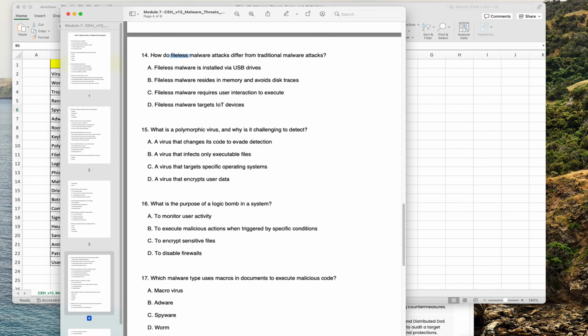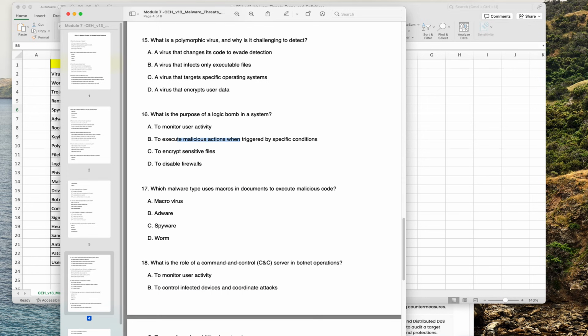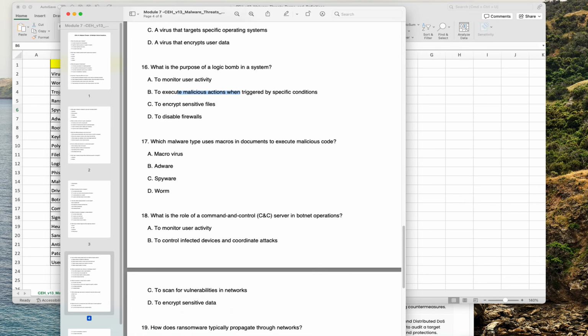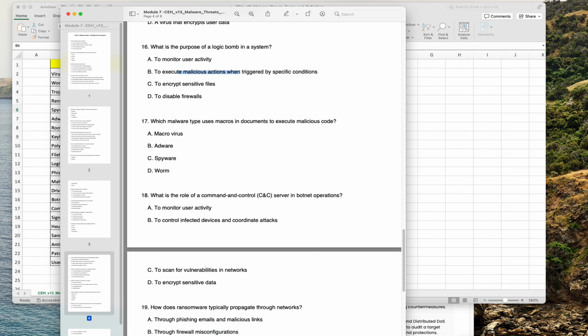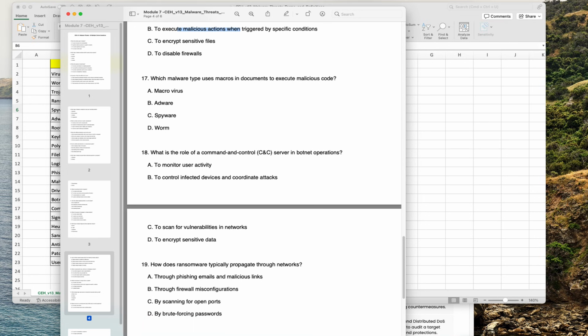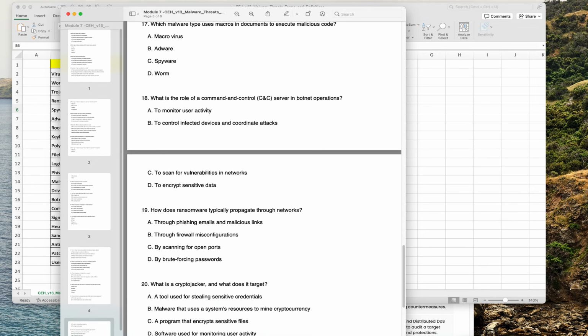What is a polymorphic virus and why is it challenging to detect? This is a good one. What is the purpose of a logic bomb in a system, right? So what do you think? It is to execute malicious actions. Which malware type uses macros in documents to execute malicious code? I mean, if you have macros enabled on documents by default, then that is a problem right there. What is the role of a command and control server in botnet operations?